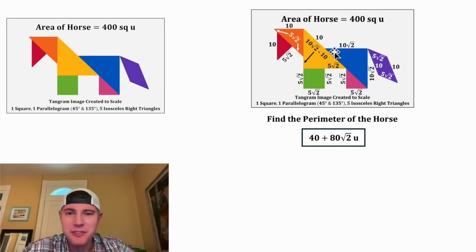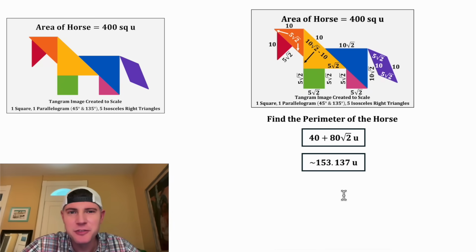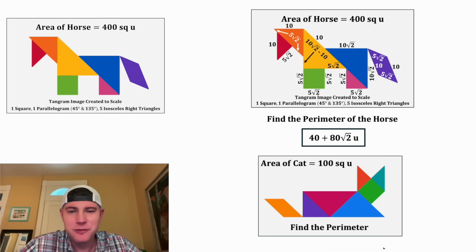The perimeter of this tangram horse with an area of 400 square units is equal to 40 plus 80 root 2 units. And that's approximately 153.137 units. How exciting. As a follow-up challenge, you can do this cat right here. The area of the cat is equal to 100 square units, and it wants you to find the perimeter. Actually, you should find the perimeter. How exciting.